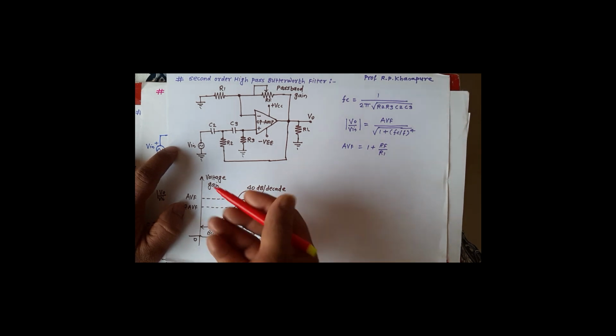Okay, so this is the frequency and this is the voltage gain. This is your stop band and this is the pass band. Again, this is a high pass filter, so it will pass the high frequencies within the pass band region and block the low frequencies which come in the stop band region. Or we can say the frequency greater than the cutoff frequency will pass, and the frequency less than the cutoff frequency will be blocked by this high pass filter.